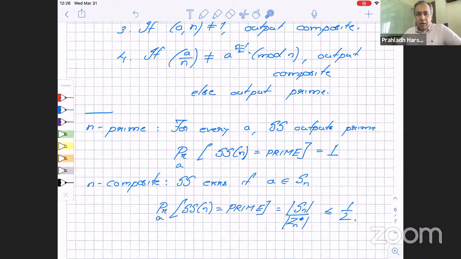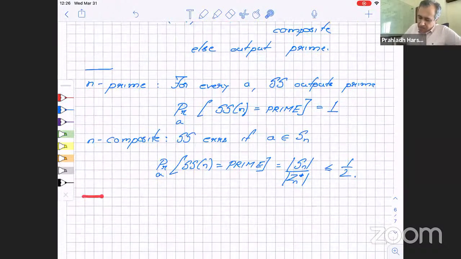Okay. So we'll move on to our next example. Our next example will involve what's called polynomial identity testing.